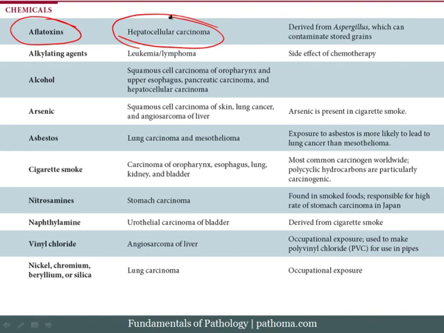Now, what are aflatoxins? Aflatoxins are derived from Aspergillus, and Aspergillus can contaminate stored grains. So let's say that there's a region of the world where grains are stored after harvest. Aspergillus can contaminate those grains, and a byproduct of Aspergillus would be the production of aflatoxins, and those aflatoxins can increase the risk of hepatocellular carcinoma. So it actually is a very high yield association, and that's why I placed it here in your chart.